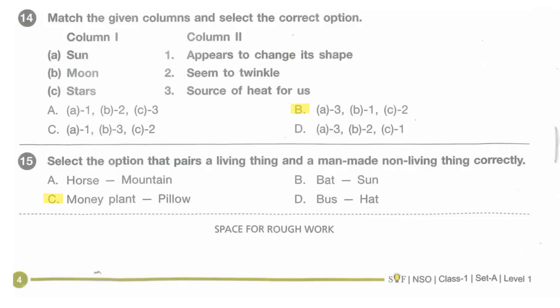Option C, money plant pillow. So money plant is a living thing and pillow is a man-made non-living thing. Hence answer is option C.